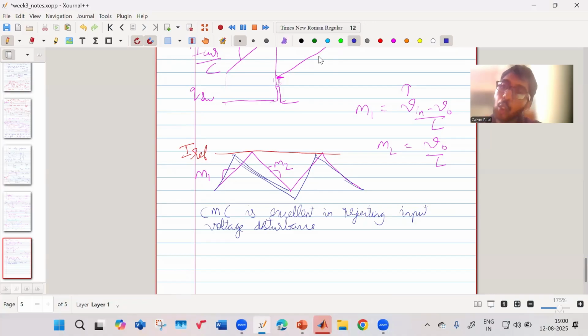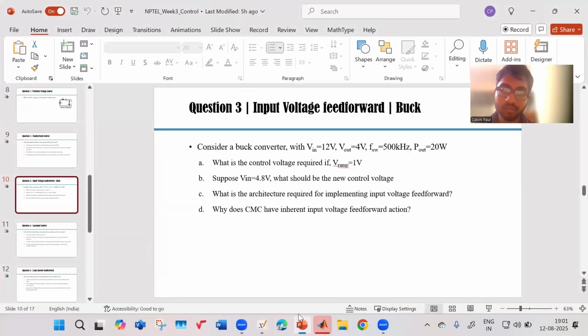However, current mode control is slow for load current disturbances. It has an issue with that. So for that case, what do we do? We use load current feed forward for current mode control. Okay. So yeah, that's what I wanted to say. Current mode control has inherent input voltage feed forward action. It is there inbuilt inside it.